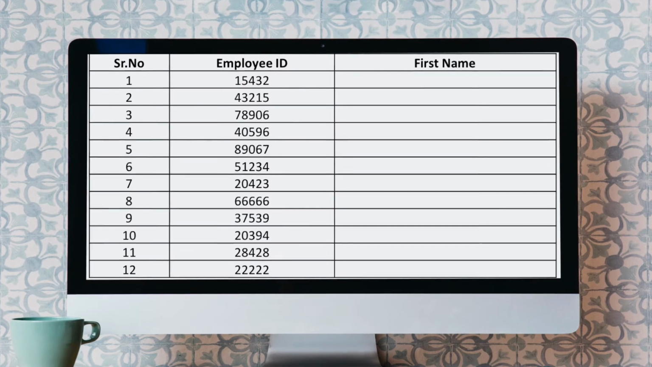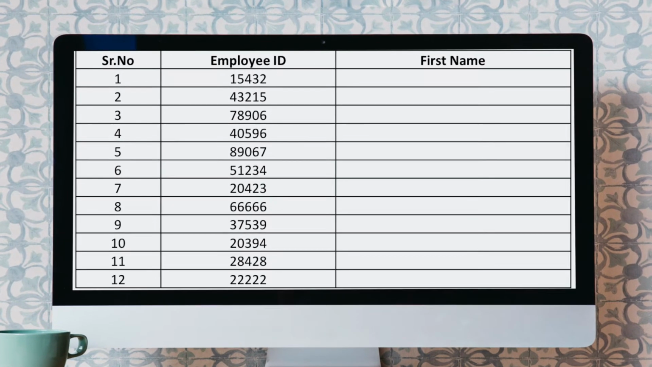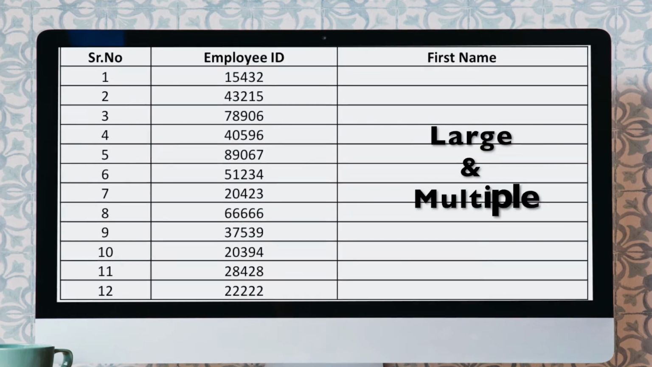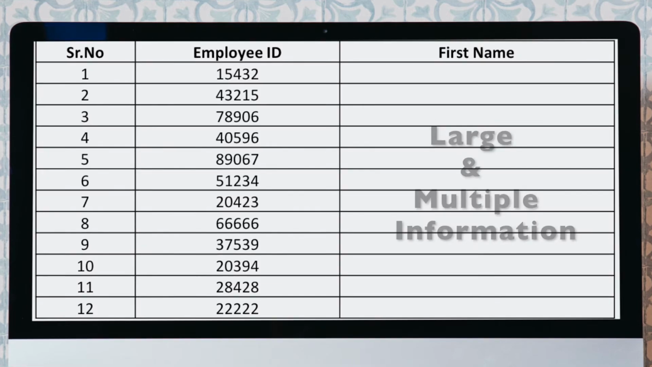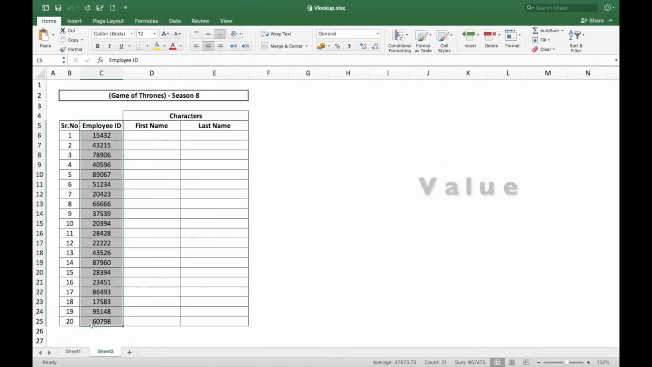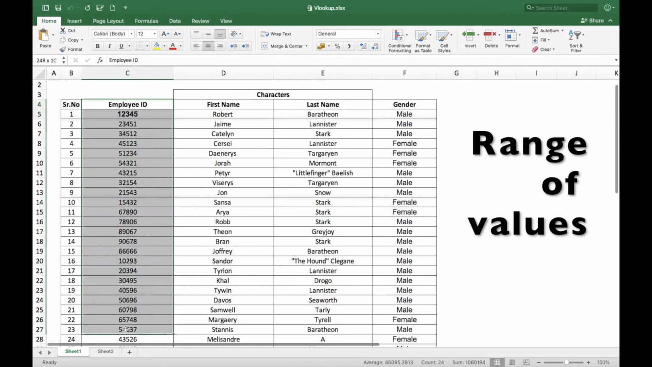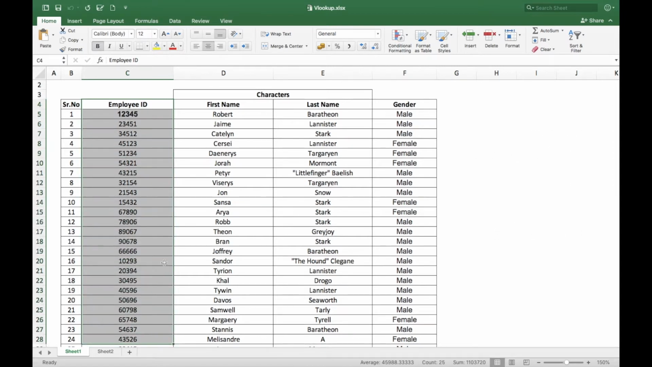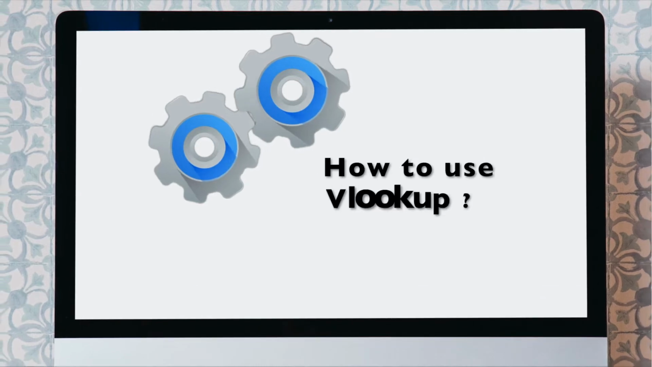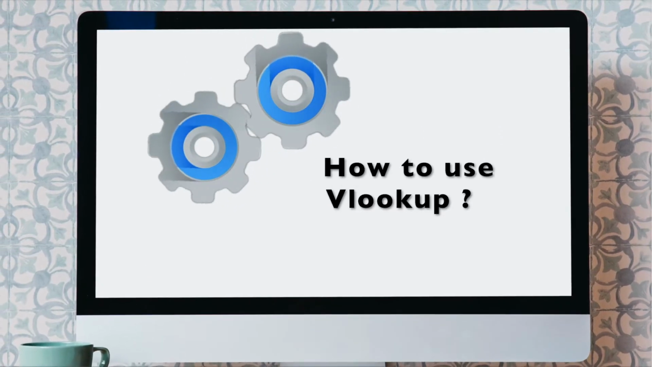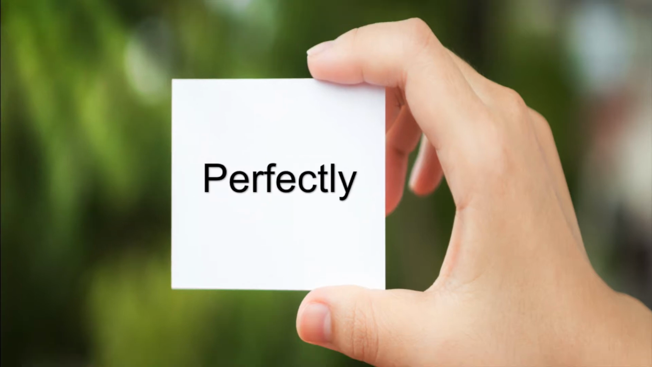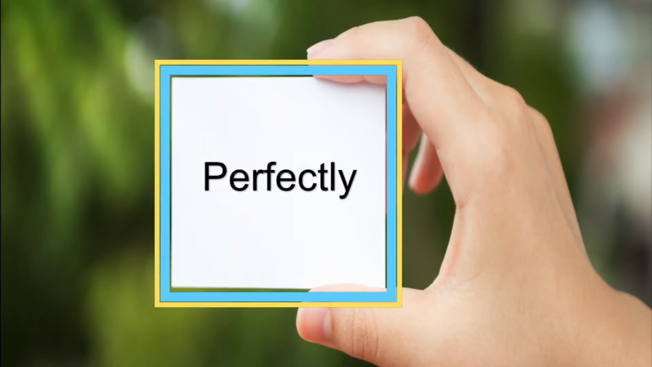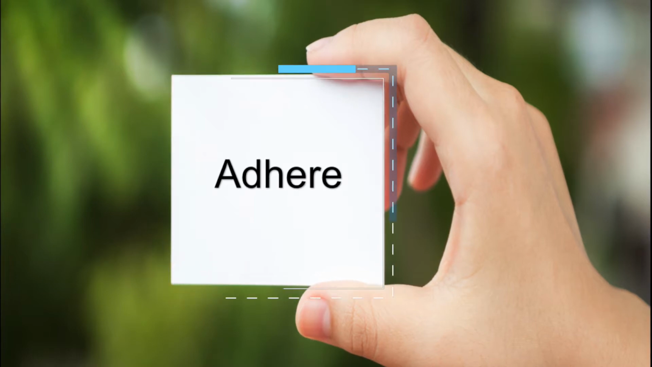So when to use VLOOKUP? When you want to find large and multiple information from the same or different Excel spreadsheets. VLOOKUP is used to find a value and to see if it exists in another range of values. So moving to the most important part, which is how to use VLOOKUP. But before we start with the how, I would like to highlight the conditions and criteria of VLOOKUP. This means VLOOKUP will be performed perfectly if the following conditions are adhered to during the VLOOKUP process.